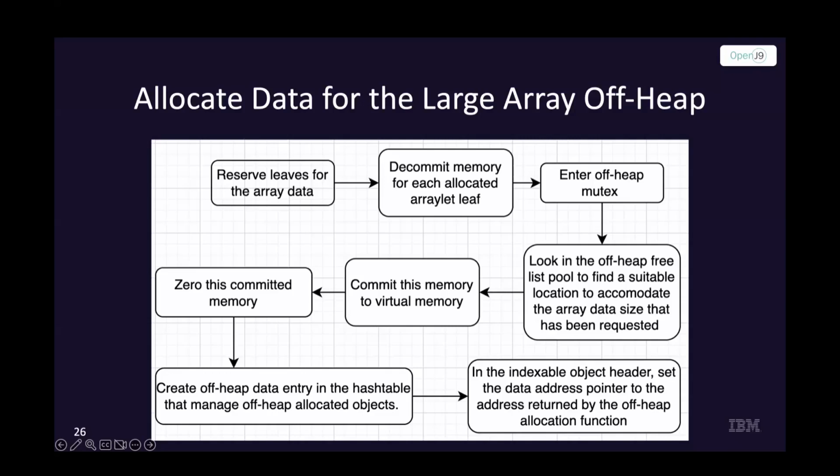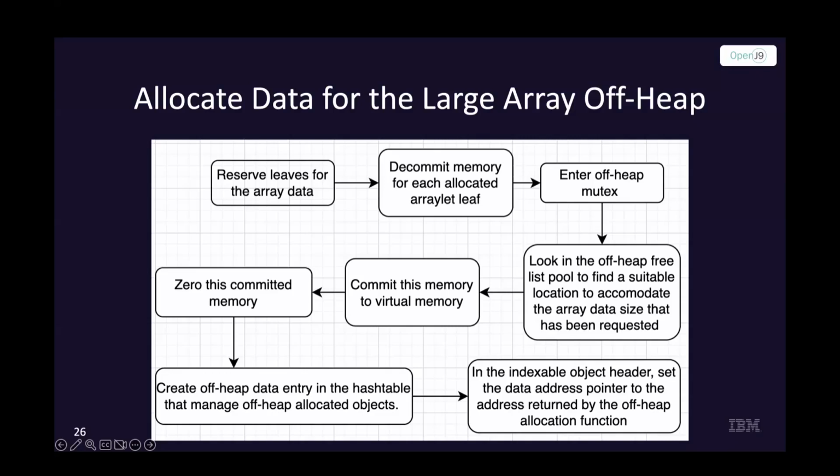So we get the memory, full memory or off-heap, and let the OS know that we are using this memory off-heap. Then we zero this memory, which only needs to be done explicitly on the platforms that don't automatically zero memory on memory commit, as several platforms do this automatically.